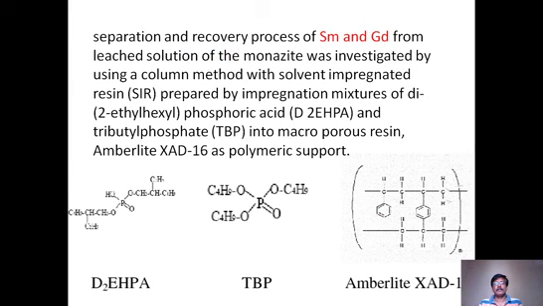See, this is how samarium and gadolinium are separated, according to the latest research paper. It was published in the articles that samarium and gadolinium can be separated by using this combination of three reagents.